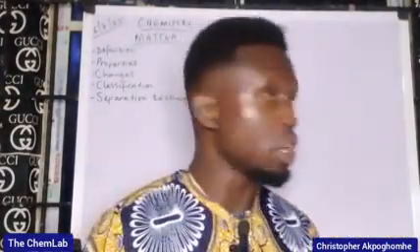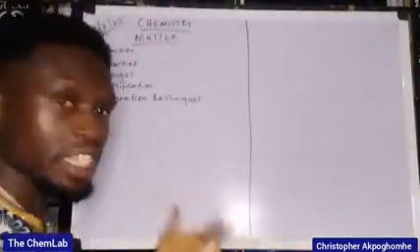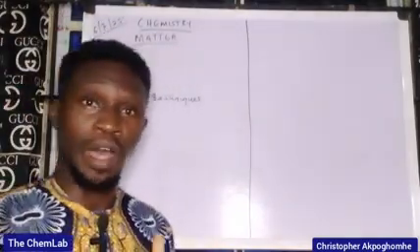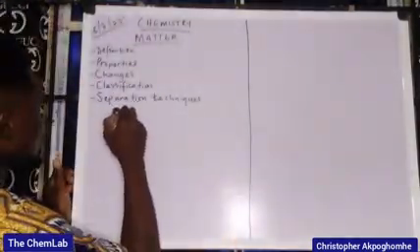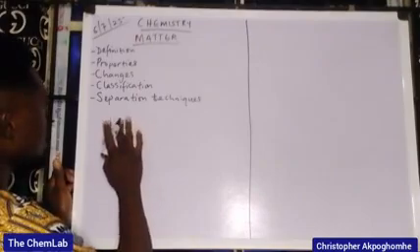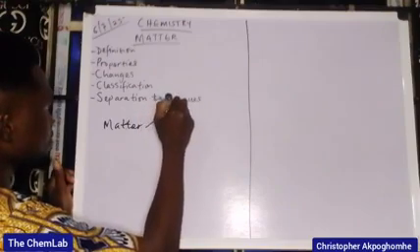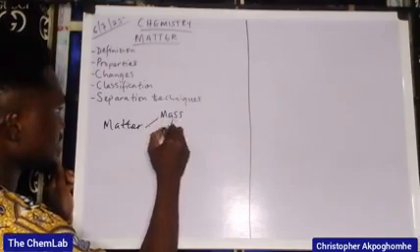In our topic today, we're going to be looking at matter. Now, what is matter? We say matter is anything that has mass and occupies space. Matter: anything that has mass and occupies space.